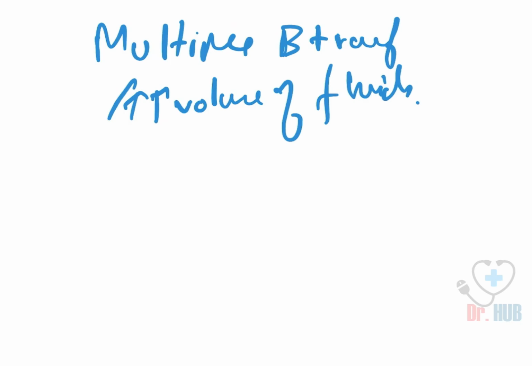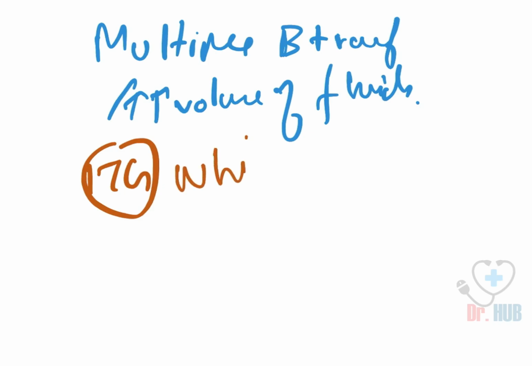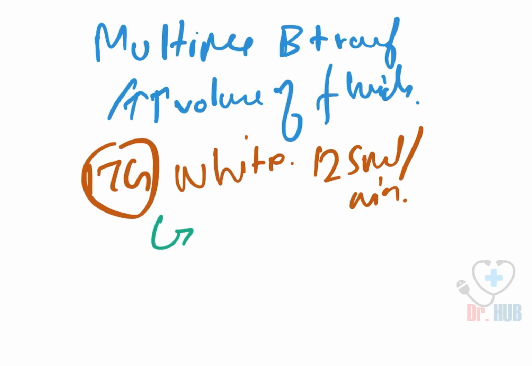Next we move on to the 17G. The color is white and the flow rate is almost half, 125 ml per minute. What is the use? It is very new, and it can be used in case of blood products delivery.